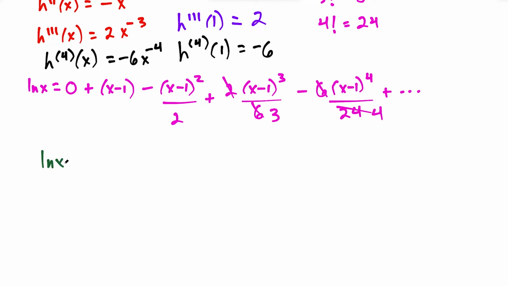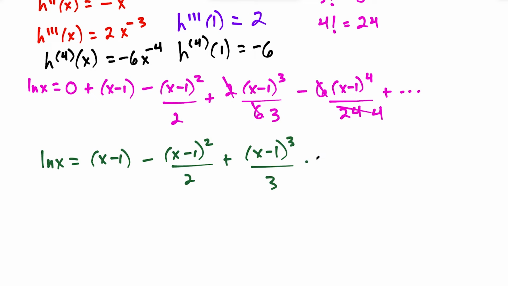We'll have natural log x is equal to x minus 1, and then next minus x minus 1 squared over 2, and then our next term will be plus x minus 1 to the third over 3, and then next we'll have minus x minus 1 to the fourth over 4, and this pattern continues.